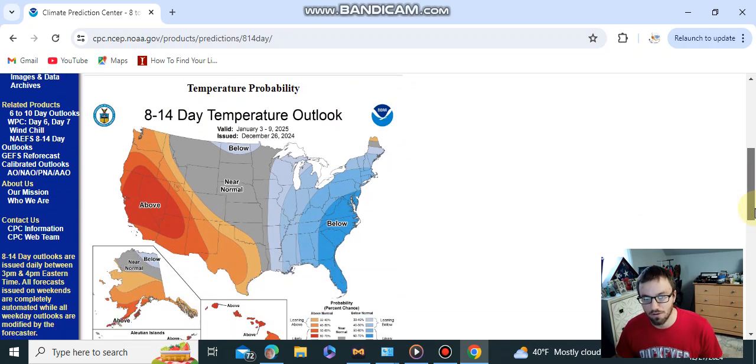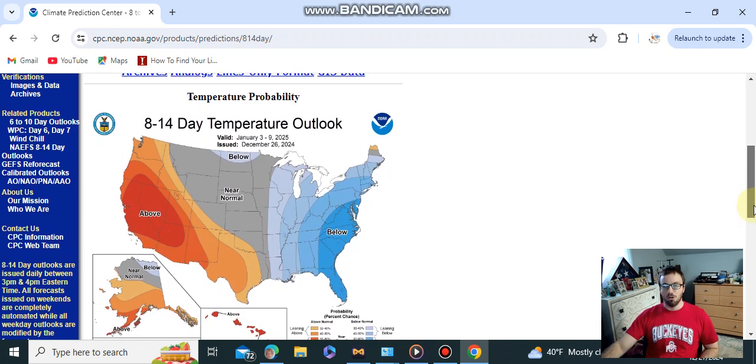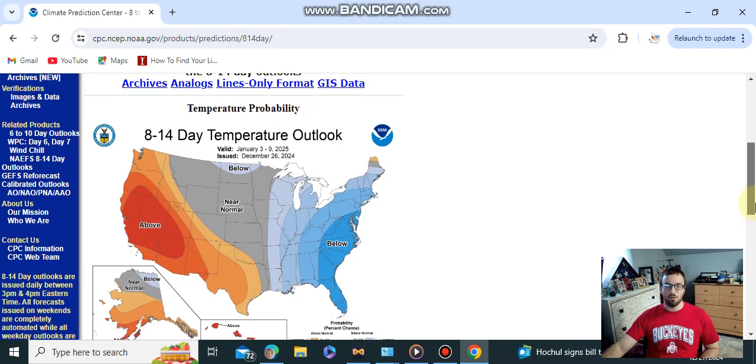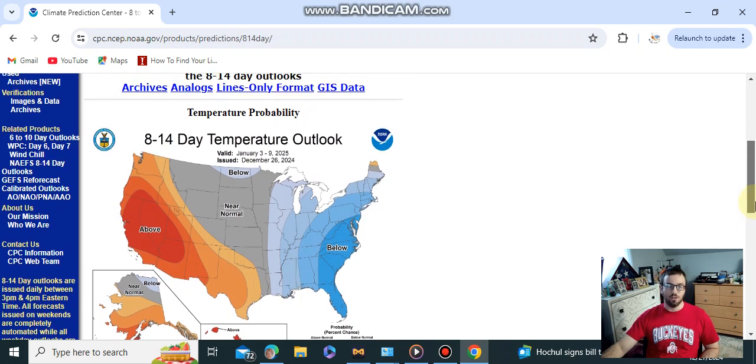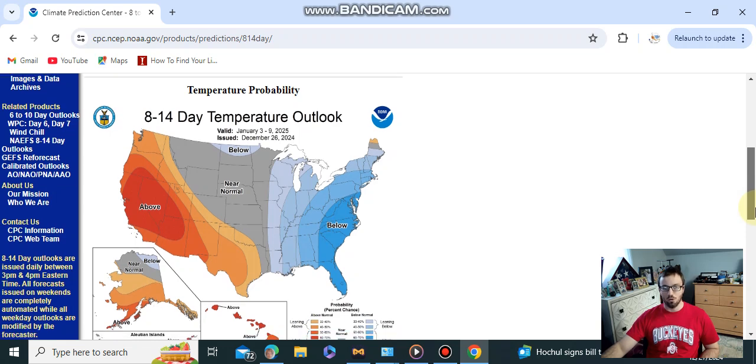But anyways, this is our 8 to 14 day temperature outlook issued from yesterday, and this is going from January 3rd to January 9th of 2025. Bringing in the new year, we see below normal for the east, above normal for the west, especially the southwest, which indicates a positive PNA pattern, which basically means that we're seeing a big high pressure, a ridge of high pressure in the west, which usually promotes a lot of cold in the east.